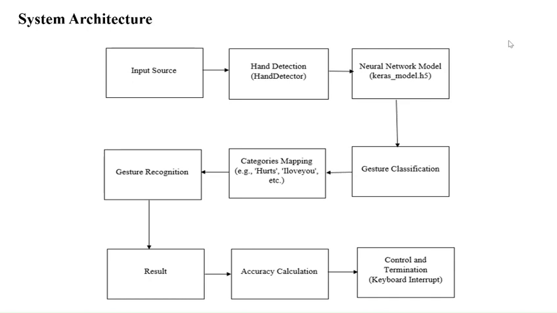This is where deep learning algorithms come into play to interpret the gestures accurately. Recognized gestures are mapped to specific categories such as hurts, pain, and other common expressions through the category mapping process. This mapping allows the system to fully understand and interpret the complete gesture in the gesture recognition phase. The interpreted gesture is then translated into a result which can be communicated to the user. To ensure reliability, the system calculates the accuracy of the recognition process. Finally, users can control and stop the process using keyboard interrupts, providing an easy way to manage the system. This structured approach ensures efficient and accurate recognition of sign language, enhancing communication for the deaf.